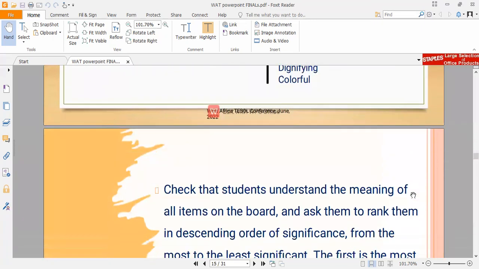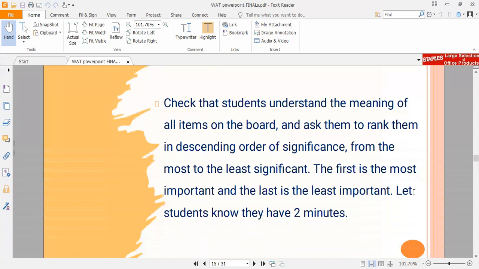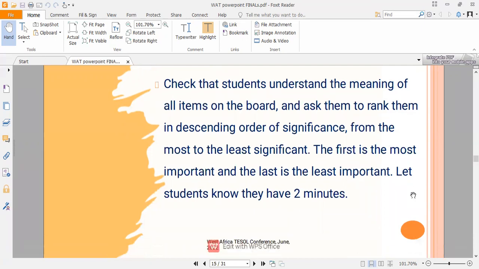As seen on the next slide, the most important thing was to check that the students understood the meaning of all those adjectives on the board. We checked so that they understood the meaning before asking them to arrange the adjectives in the order of significance. They had to work with all the adjectives except the first and the last. They had to rank them in order of significance.